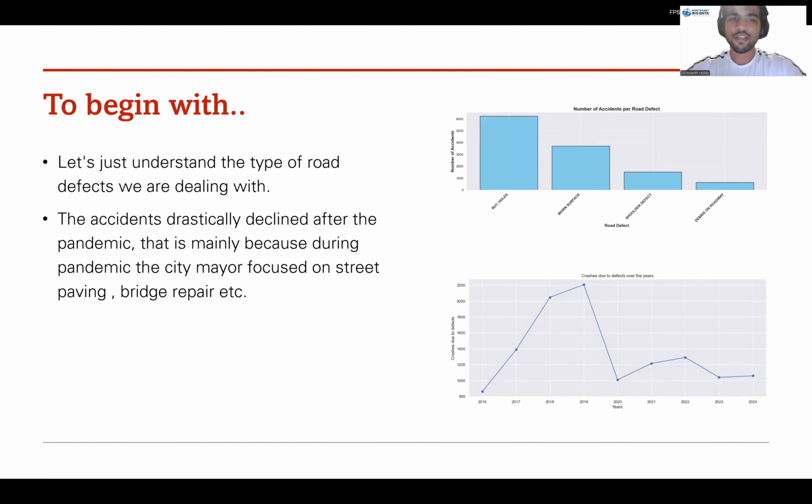So to begin with, we have to get a thorough understanding of the data that we are dealing with here. We have data for the road defects, and we have four kinds of road defects over here: rut holes, worn surfaces, shoulder defects, and debris on roadways. And for this, we had plotted a line graph that shows how the trend is going to change throughout the years, starting from 2016 to 2024. And we can see that from 2019 to 2020, the trend has gradually fallen because of the lockdown, and the city mayor focused on street paving and bridge repairs during this time.